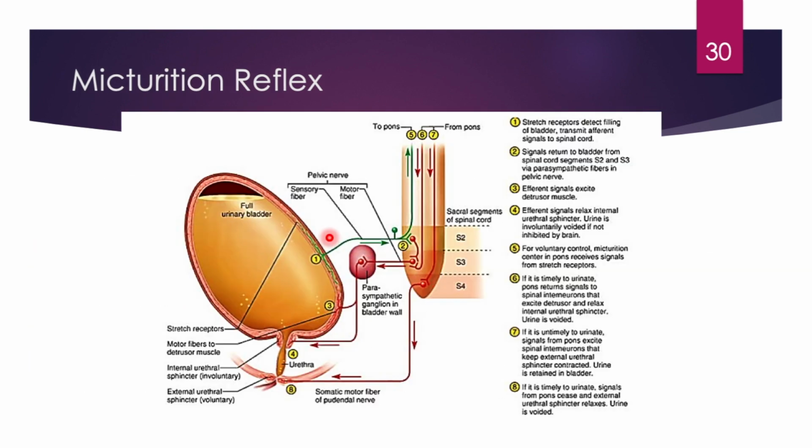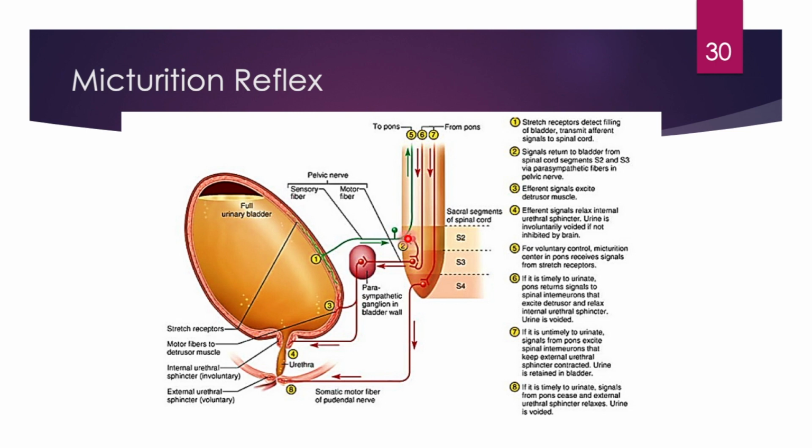Increased intravesical pressure will stimulate stretch receptors in the detrusor muscle. The detrusor muscle of the bladder has stretch receptors. When the stretch receptor is activated, it will generate an action potential or afferent signal via sensory fibers of the pelvic nerve to the S2 sacral segment of the spinal cord.